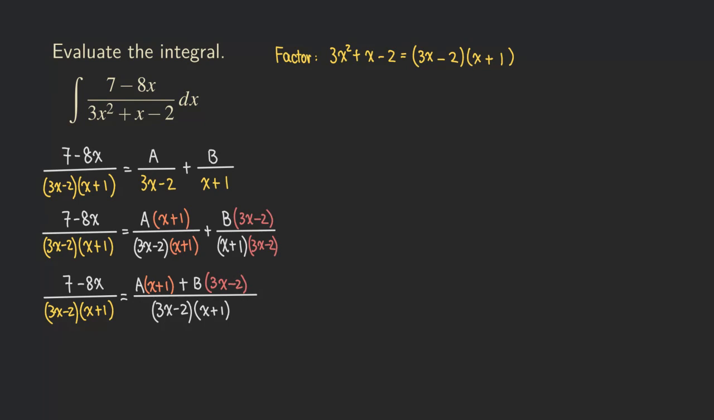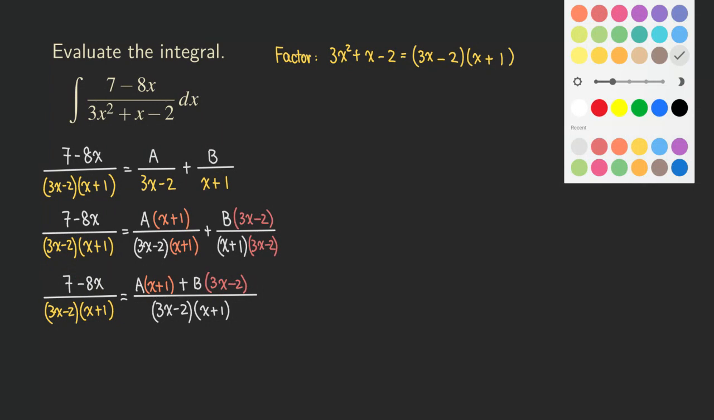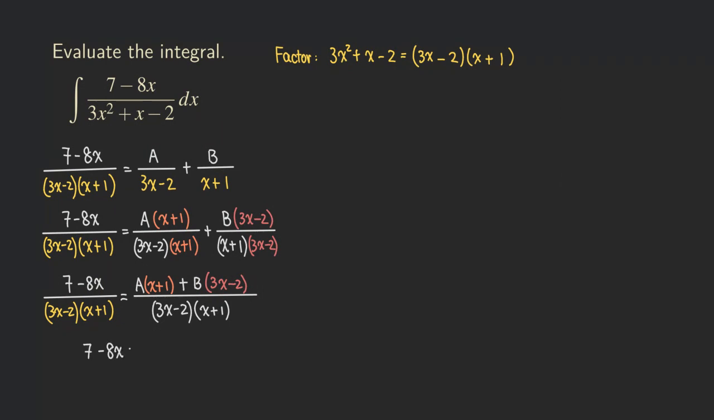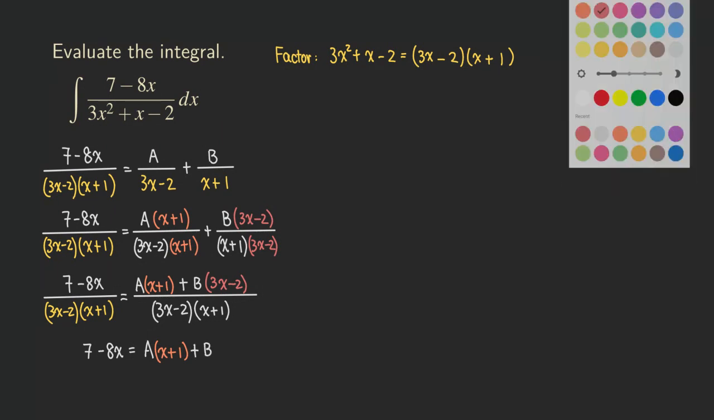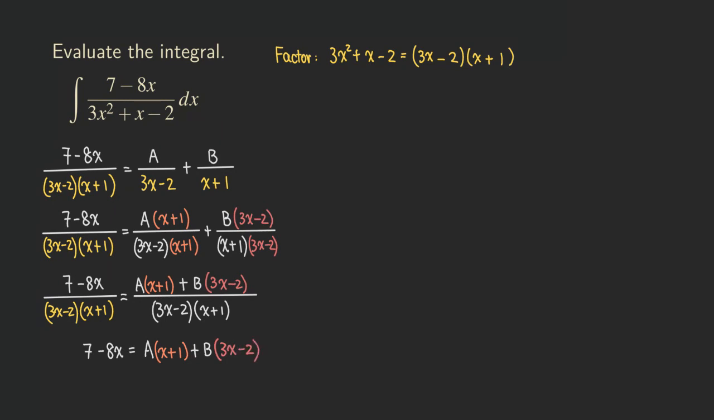Now, one thing that I want to point out here is that we are claiming that the two sides are equal. So if they have the same denominator, then the numerators must also be equal so that the two sides are equivalent, right? So in this case, we can actually say that 7 minus 8x is equal to the numerator on the right-hand side. So we actually have 7 minus 8x equals a times x plus 1 plus b times 3x minus 2.